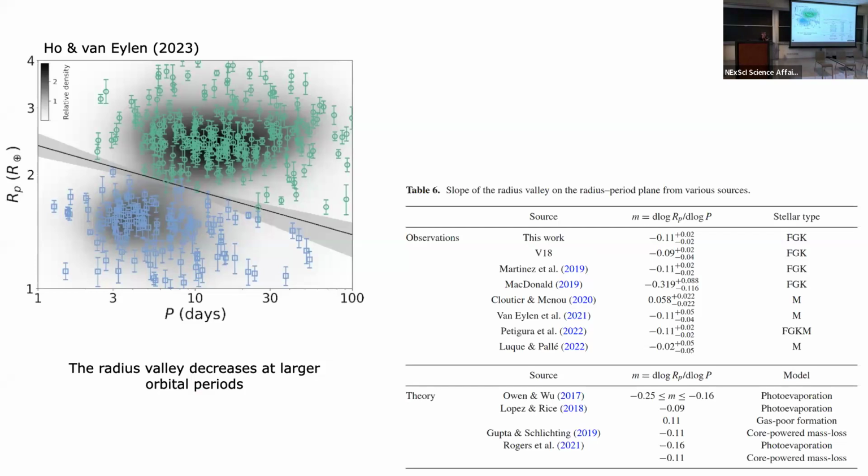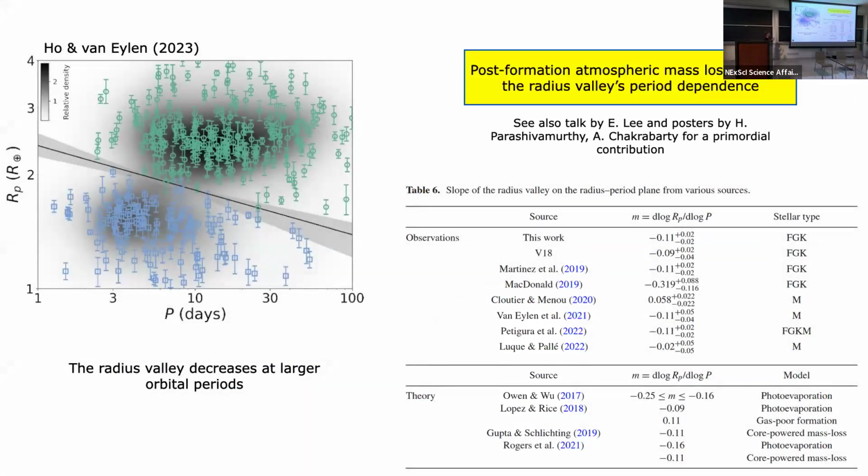Again, there is a lot of literature here. This is one of the latest results, where you can also find references to previous work. The conclusion from this particular paper is that post-formation atmospheric mass loss seems to mostly shape this radius valley, because you see that the radius valley decreases towards longer orbital period. I would also encourage you to look at the presentation from Yves Lee, because there was some additional information on how formation can partly shape this radius valley, and there are also posters on that.